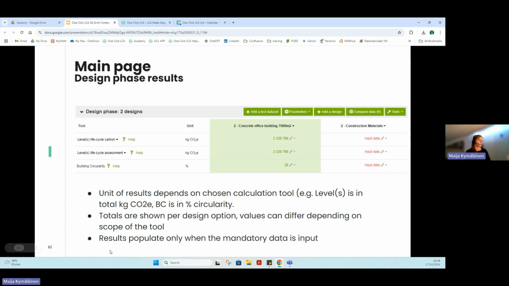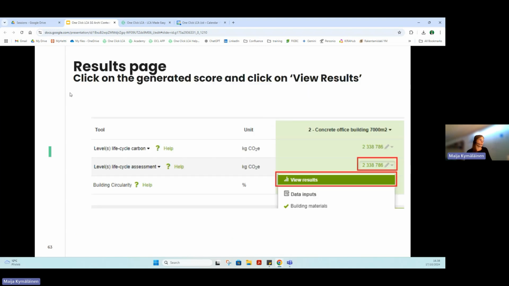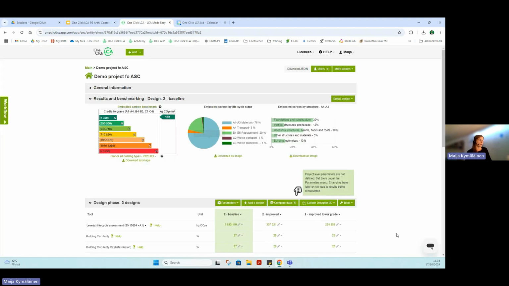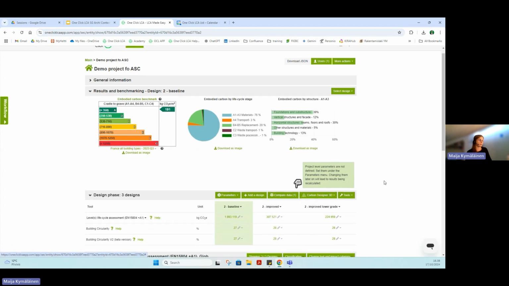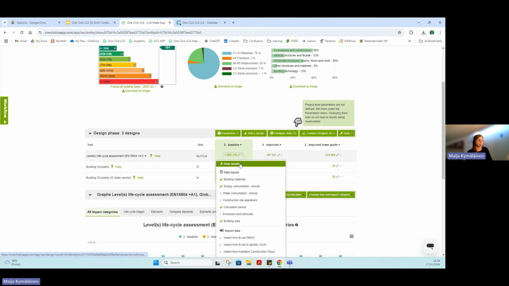And then, yes, results populate only when the mandatory data is input. Main page graphs, I think we went through those. Oh, and then of course here you can also choose the appropriate tool and the design, and then you can also navigate from here. So you can go also directly to results here, or you can navigate into different tabs within the calculation here.